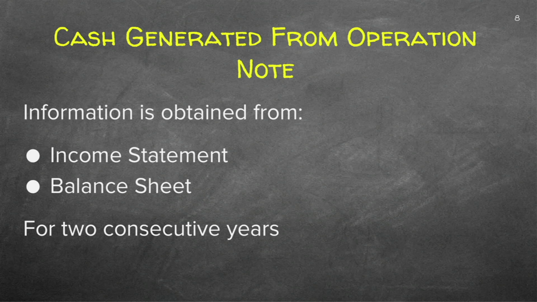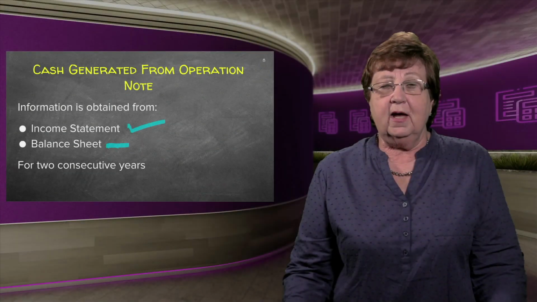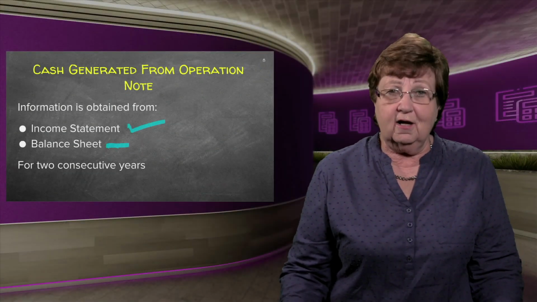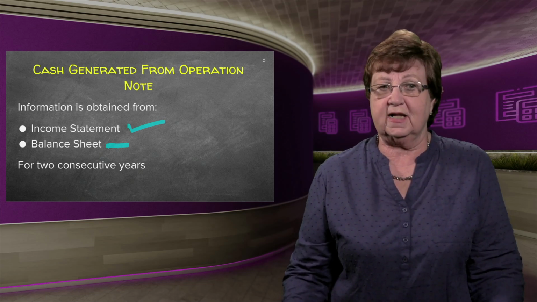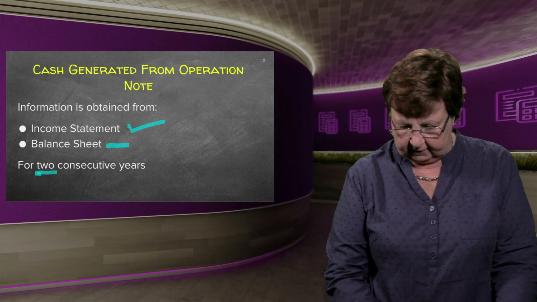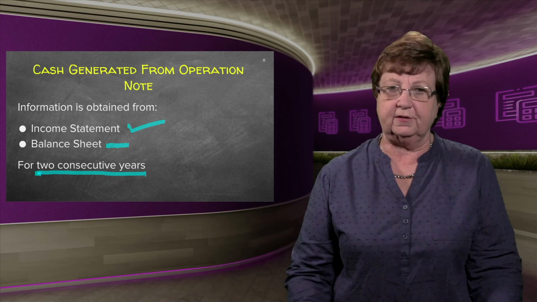Information is obtained not only from the income statement, which we've mentioned, but also from the balance sheet. Now, you will know that in the balance sheet, we will give the amounts of 2 consecutive years. And so we are going to make lots and lots of comparisons when we draw up our cash flow statement by looking at the 2 consecutive years.